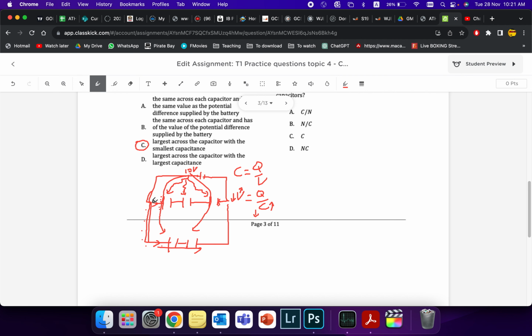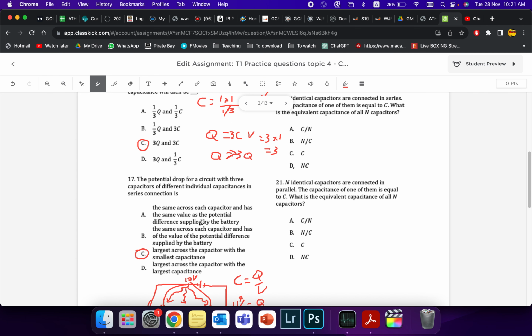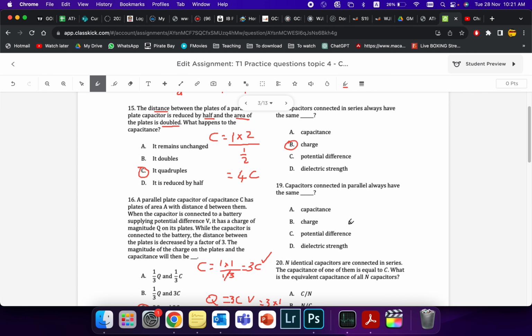Clearly, charge in parallel will split. According to this, it splits into 2 branches. So there we go. So what is the question even asking me? It has the same potential difference, that's the idea, the same voltage as I just explained.